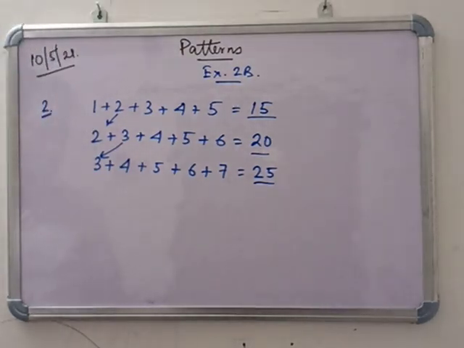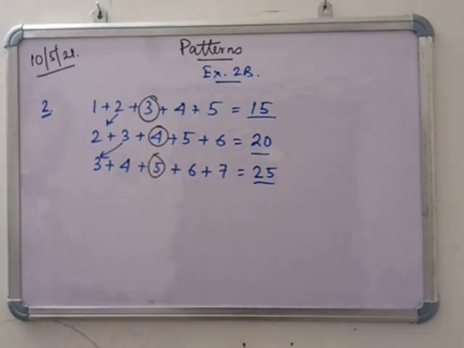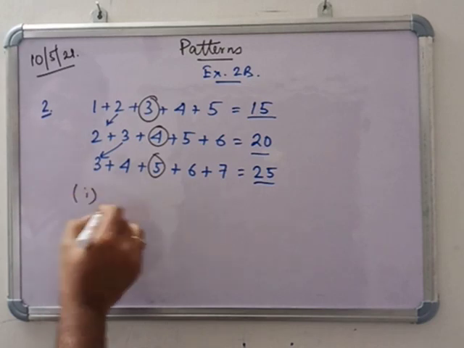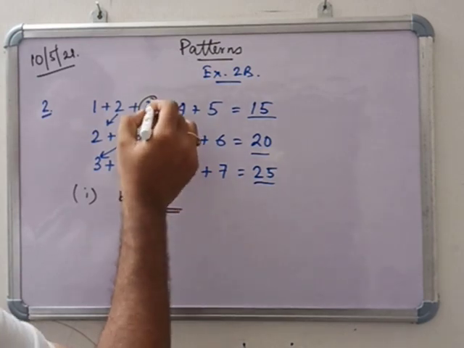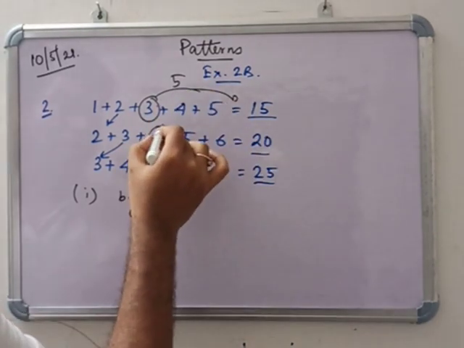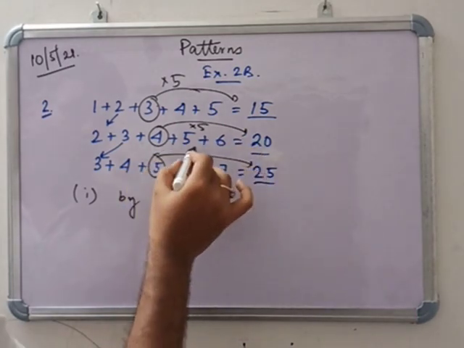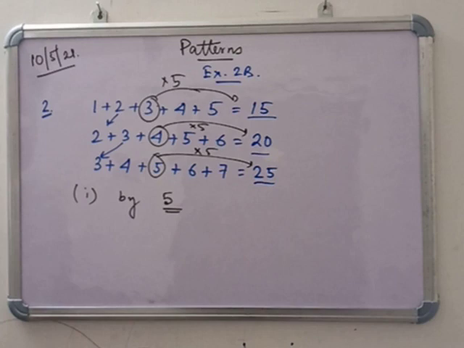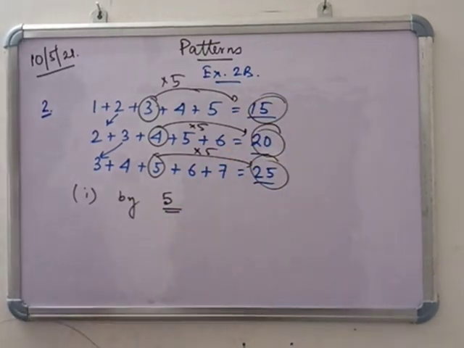So what is the middle number here? The middle numbers are 3, 4 and 5. So that means we are multiplying it by 5. By 5, 3 into 5, 15. 4 into 5, 20, and 5 into 5, that is 25. So all the middle numbers are multiplied by 5, then we get the answer. So by 5 we are multiplying here to get the sum.